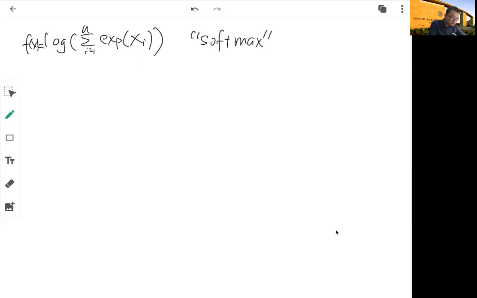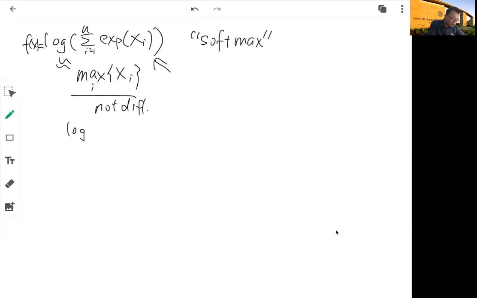This is closely related to the maximum of x_i. I argue that this is an approximation of max of x_i. The max is not differentiable, but this one is. It is a composition of elementary functions, and everything is differentiable everywhere. That's a good property. We can approximate the max function using something that's differentiable. But why is it an approximation?